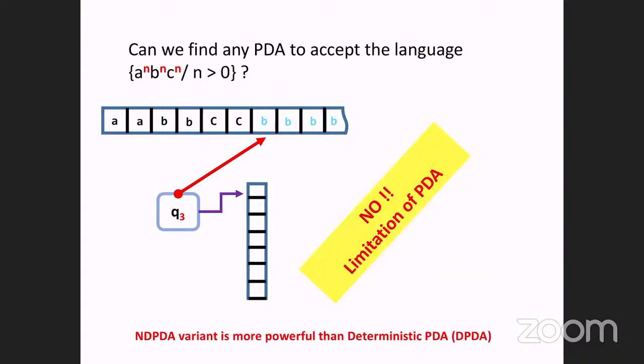Now I want to test whether we can find a PDA to accept A power n, B power n, C power n. But if you try, you will fail miserably because a PDA cannot handle a language of this type. That means PDA also has its own limitation.